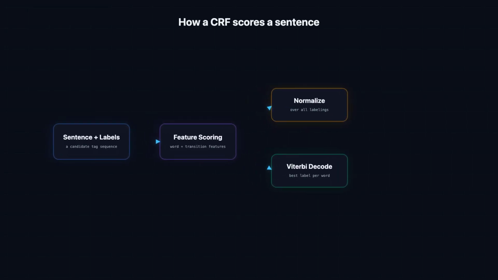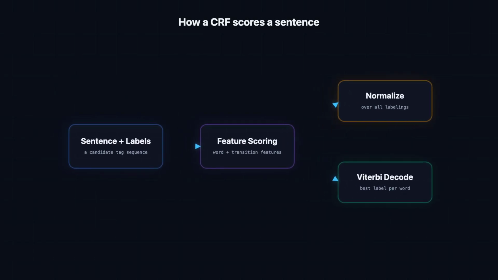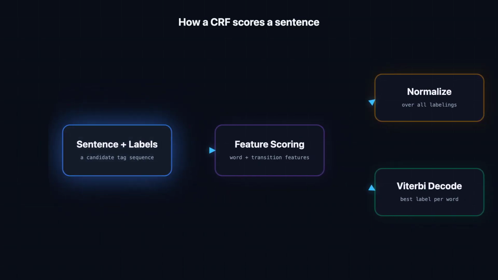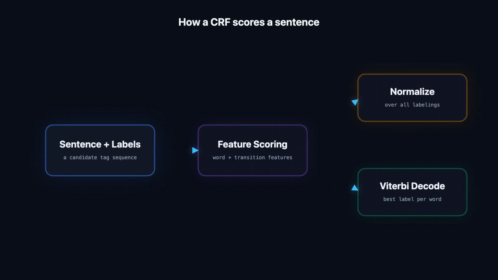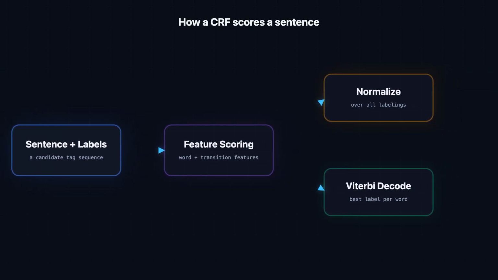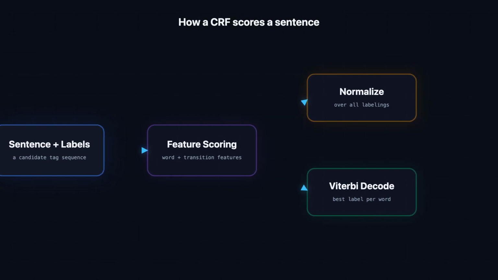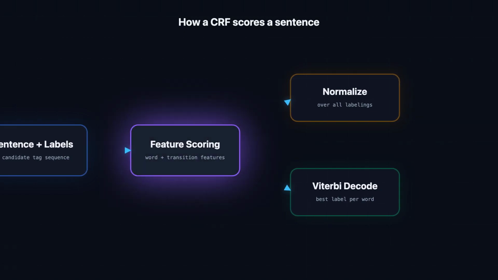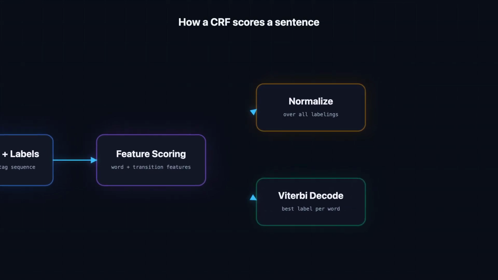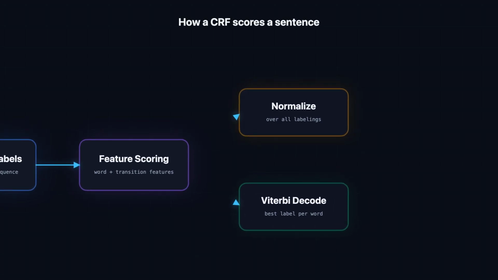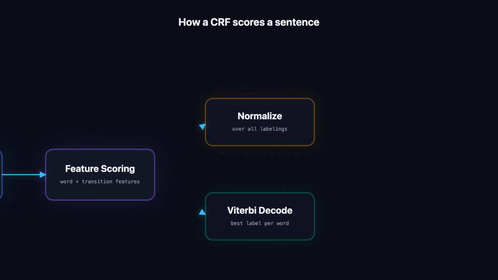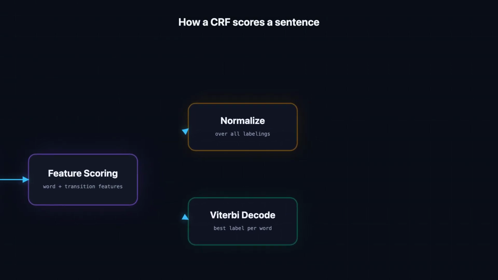Now let's follow how a CRF actually turns a sentence into a score, step by step through the pipeline. Everything begins on the left. You feed in the sentence along with a candidate label sequence you want to evaluate, something like person, person, other, organization. The CRF's job is to say how good that particular assignment is for this exact sentence. At the center, the model computes two kinds of scores. First, word features tie each label to evidence in the text, like capitalization or a known prefix. Second, transition features score each adjacent pair of labels, rewarding legal handoffs and penalizing the ones that can't happen.